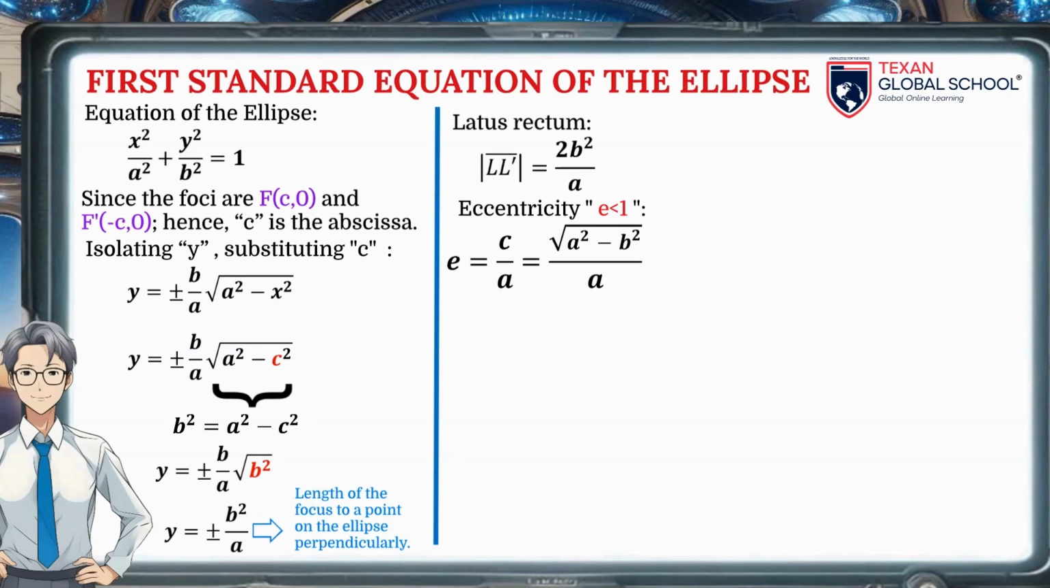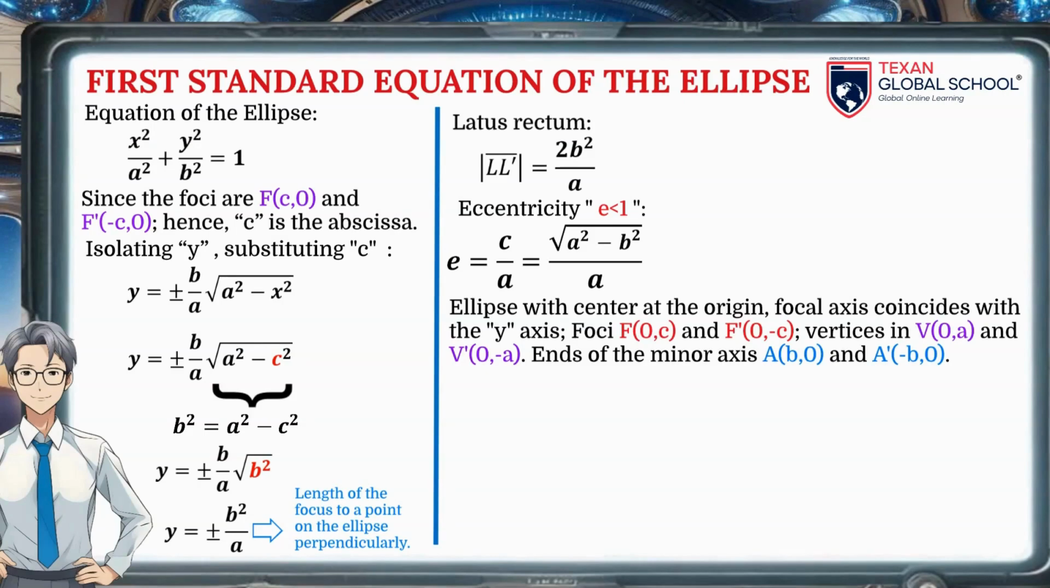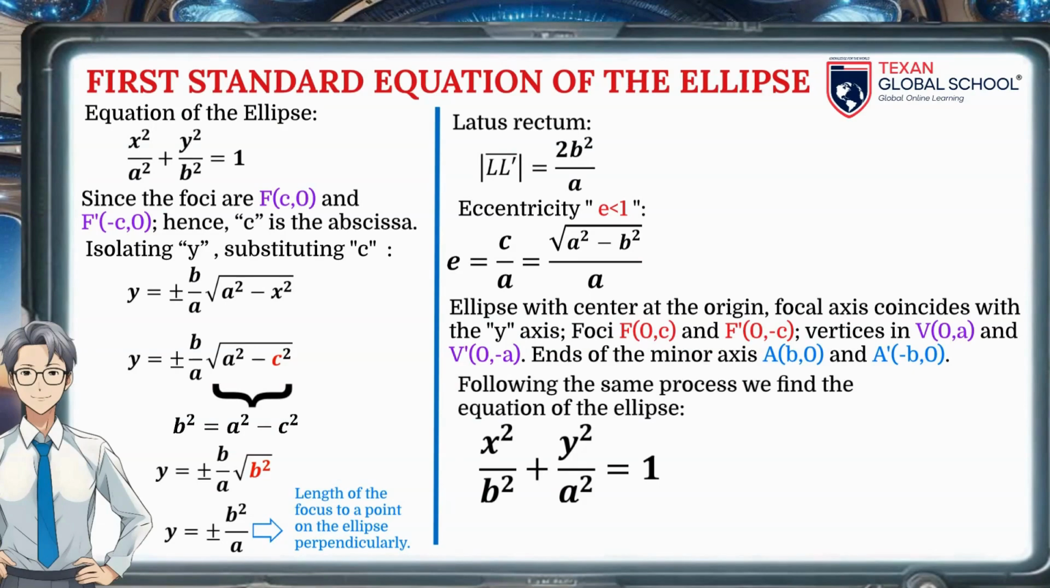If we now consider an ellipse whose center is at the origin, but its focal axis coincides with the y-axis, the foci F and F' are on the y-axis, whose points can be defined as (0, c) and (0, -c), where c is a positive constant that represents the distance from the center to the focus. The vertices, the ends of the longer side, are at (0, a) and (0, -a), and the ends of the minor axis are (b, 0) and (-b, 0). With the same process, it results that the equation of the ellipse is the same, but with the variables a and b inverted.